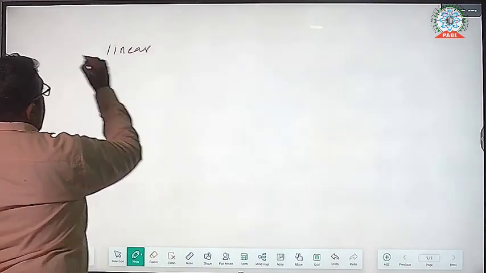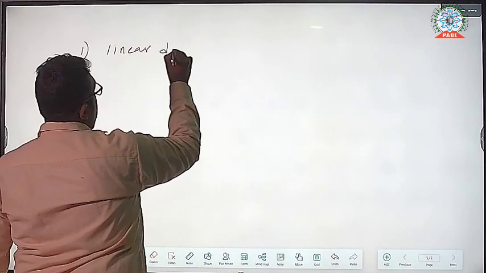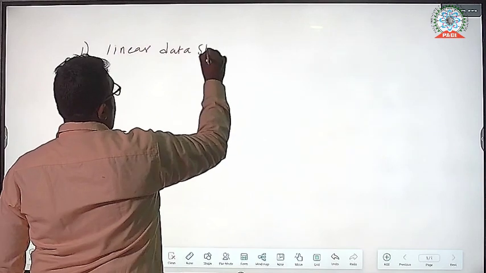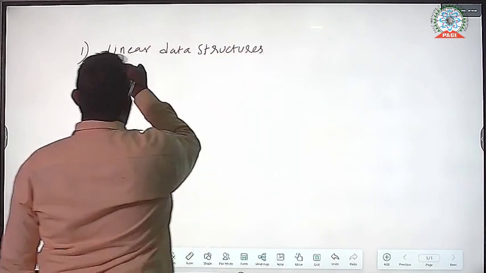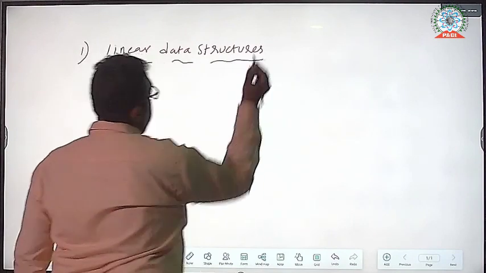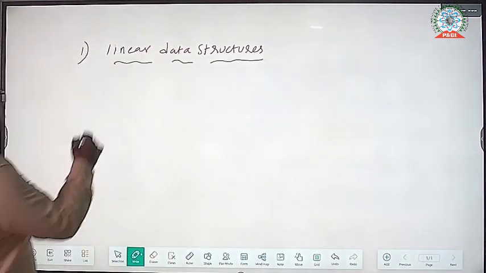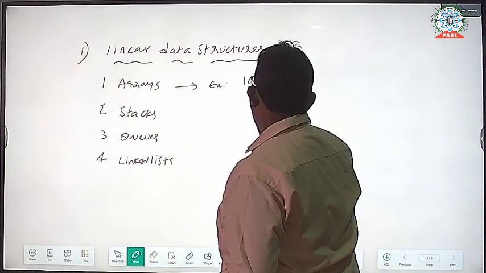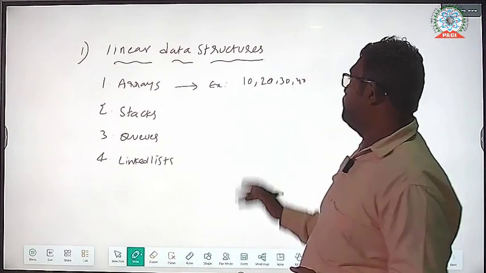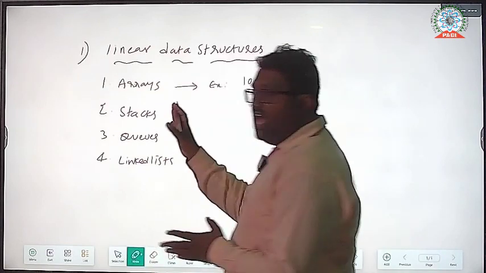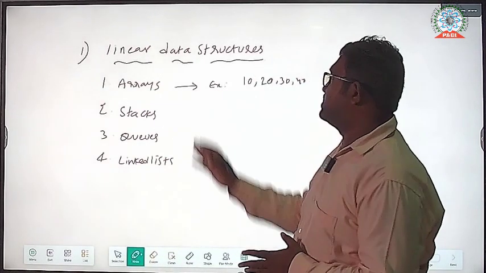Now the first one, linear data structures. Okay, 10, 20, 30, 40. Now we have the first linear data structure, that is arrays.